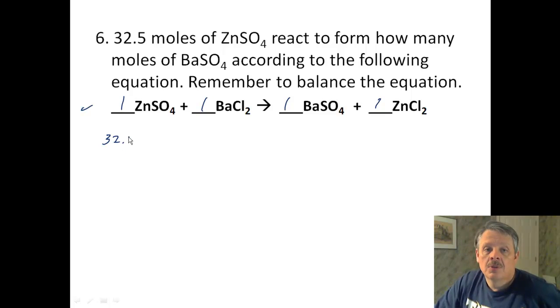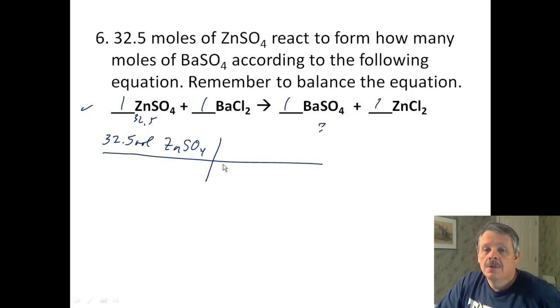You have 32.5 moles of zinc sulfate. So I've got the 32.5. And it's trying to figure out how many moles of barium sulfate will be produced. So I have to get rid of moles of zinc sulfate and go to moles of barium sulfate. And since they're both 1s, we just put 1s there, so our answer clearly is going to be 32.5 moles of barium sulfate.